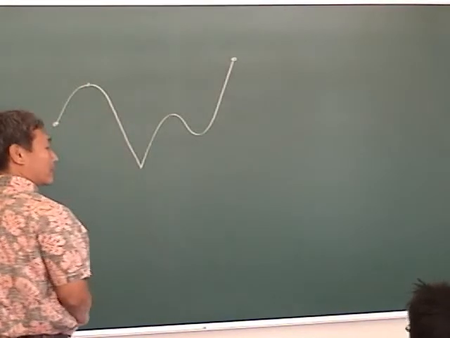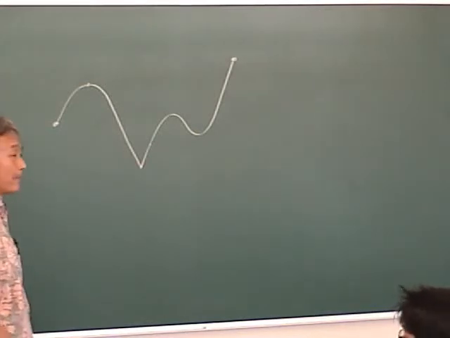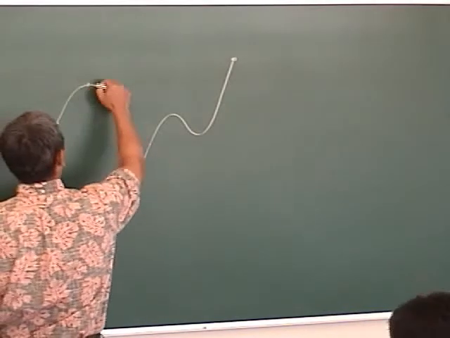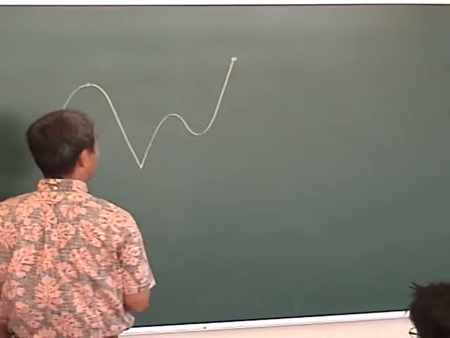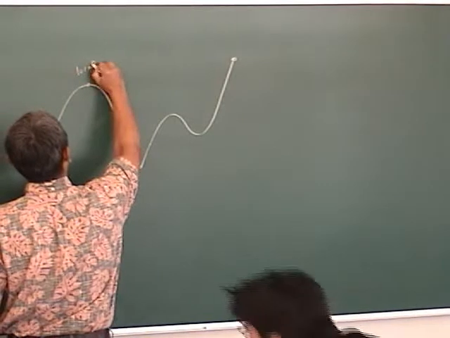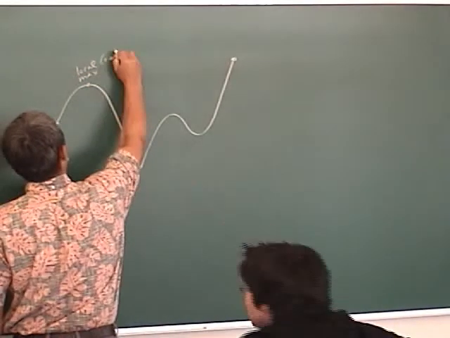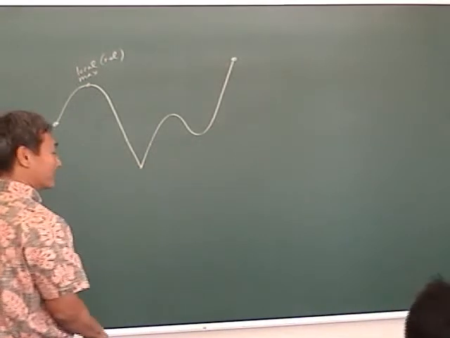Local maximum. That's called a local maximum. Compared to points nearby, it is the highest point on the graph, but it's not the highest point on the entire graph. So we call this a local or a relative maximum. Either one, local or relative.